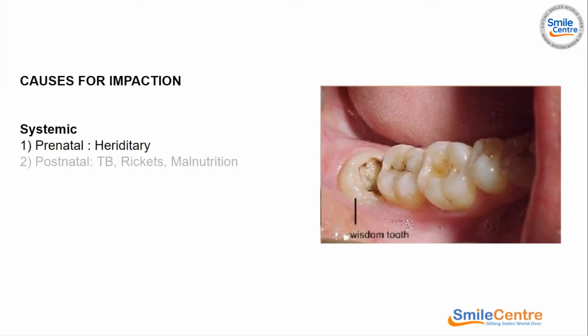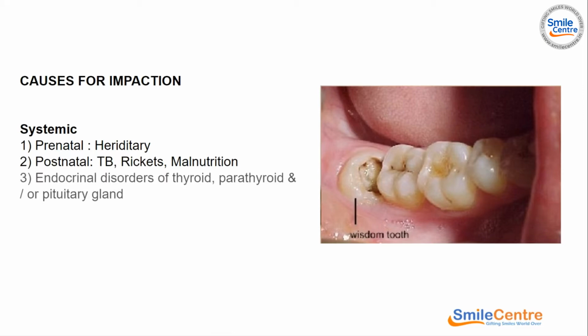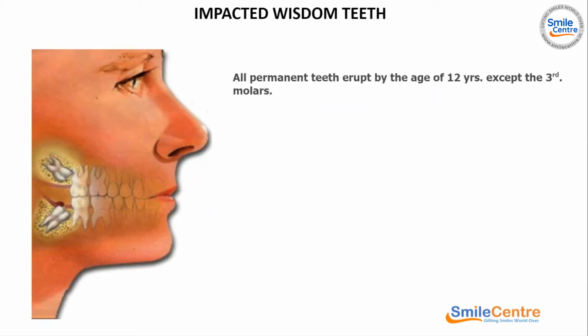And then you also have systemic causes which are hereditary. Many people have got this running in families. The parents and grandparents, they all have impacted teeth, and that gets passed on to the succeeding generations. It can happen because of various conditions after birth like TB, tuberculosis, rickets, malnutrition, etc. It can occur in endocrinal disorders like thyroid disorders, parathyroid and pituitary gland disorders, hereditary disorders like cleft palate, osteoporosis, etc. All these are associated with impacted teeth.